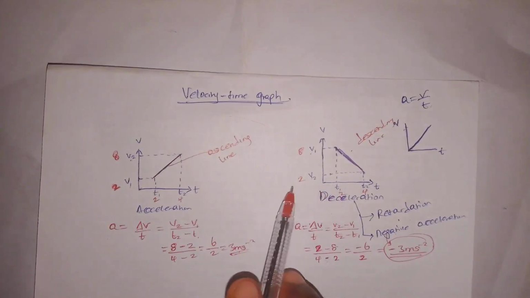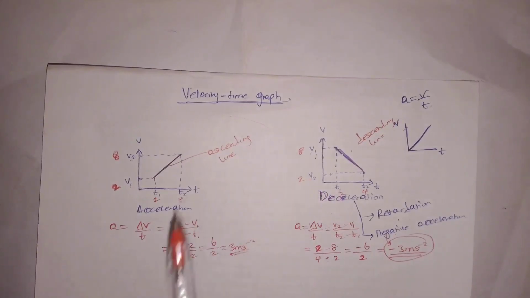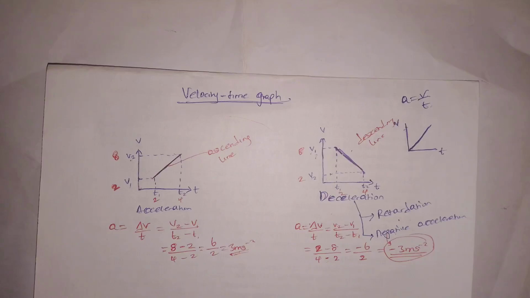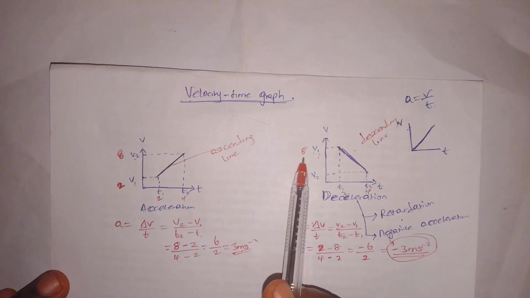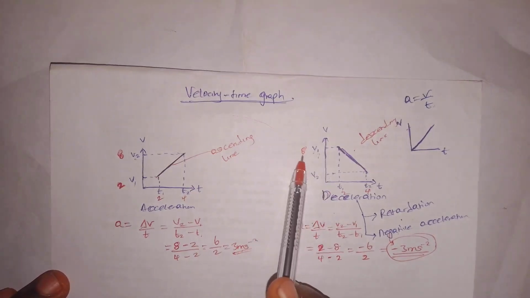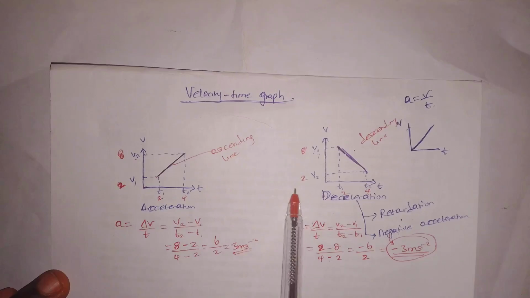From the graph, you know, remember, in deceleration the initial velocity V1 is always greater than the final velocity. Now, let's just use our normal basic knowledge. Imagine a car is moving with a velocity of 8 meters per second. Then you apply a brake to slow it down. The brake causes the velocity to decrease to 2.